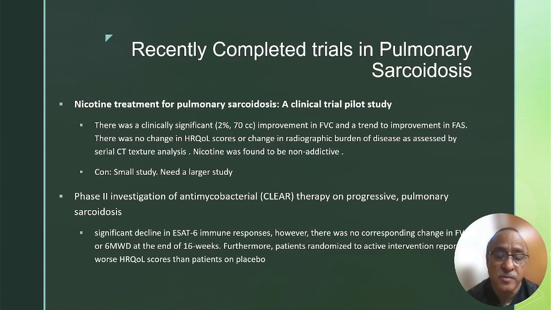Nicotine was found to be non-addictive in this study. However, this was a small study, and we need to ratify these results by a large trial. There was another phase 2 investigation of antimicrobial agents, CLEAR drug therapy, on progressive pulmonary sarcoidosis. Though there was a significant decline in ESAT6 immune responses, there was no corresponding reduction in FVC or 6-minute walk distance at the end of 16 weeks.